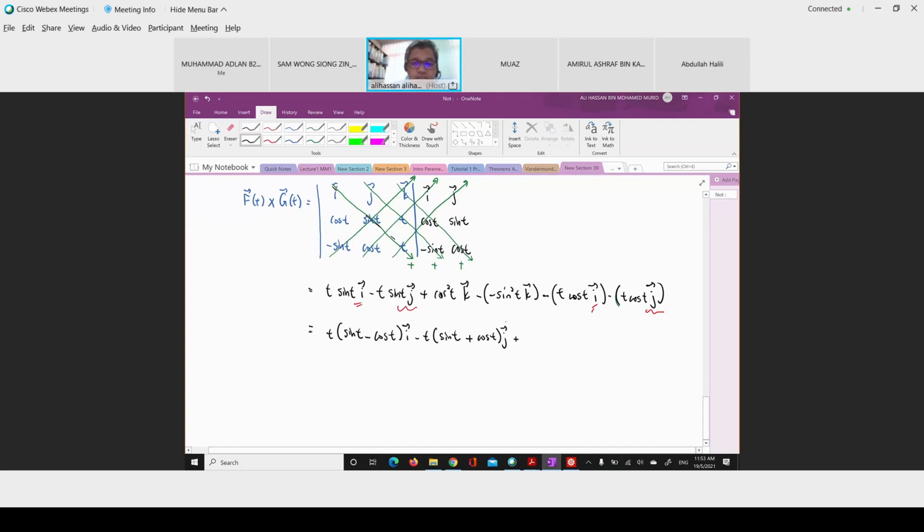We have cosine squared t plus sine squared t there, right? Which is 1, isn't it? Cosine squared t plus sine squared t is equal to 1. So that means plus k. So that's the result. Any question?